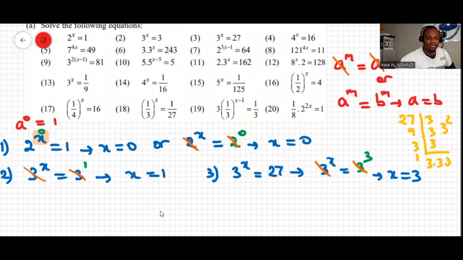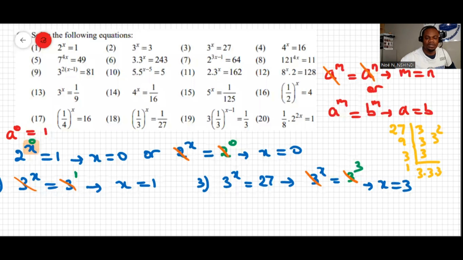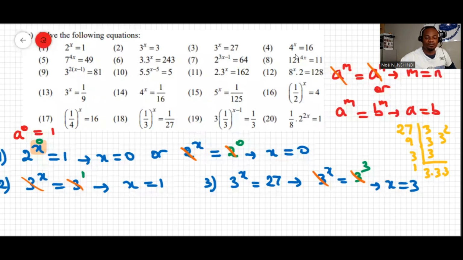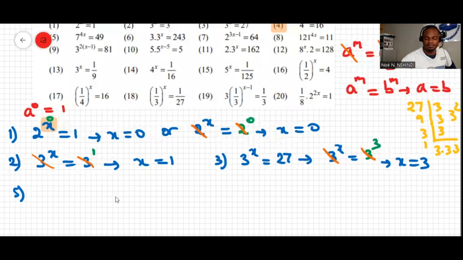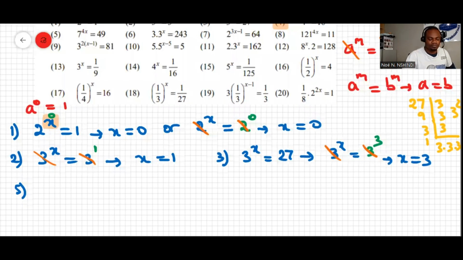Now let's take another question. I'll leave question 4 for you to practice. You must do question 4. Now I'm going to do question 5. Question 5 says 7 to the 4x equal to 49.